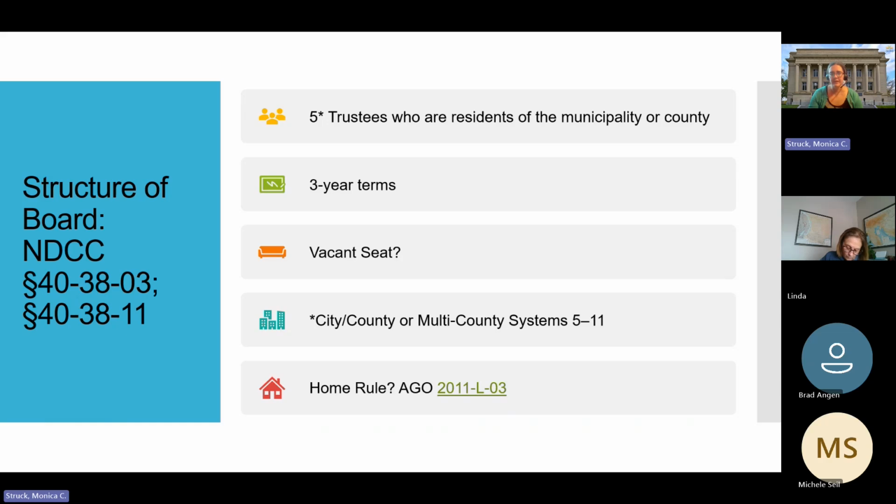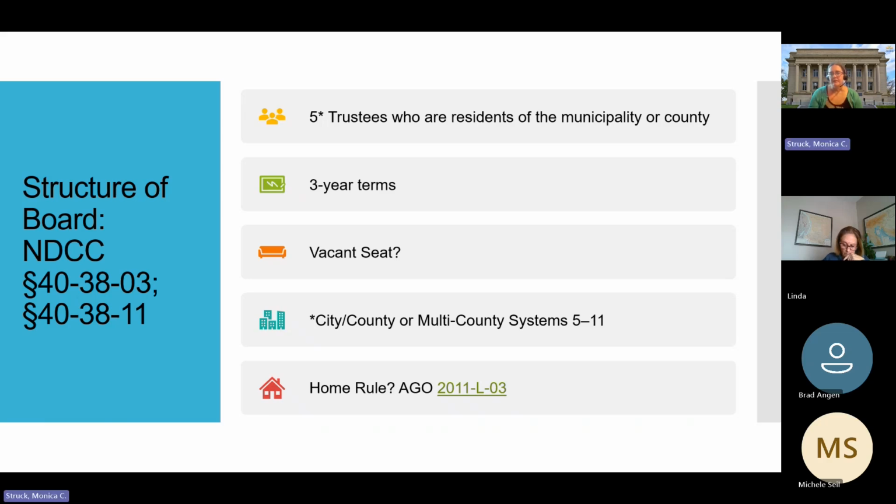So in 40-38-03, it specifies that there will be 5 trustees who are residents of the municipality or county. The one exception to that is in 40-38-11, and that's addressing city, county, or multi-county systems. And then because the library board is representing a wider range of areas, they can have a larger board, so 5 to 11 members instead of 5.